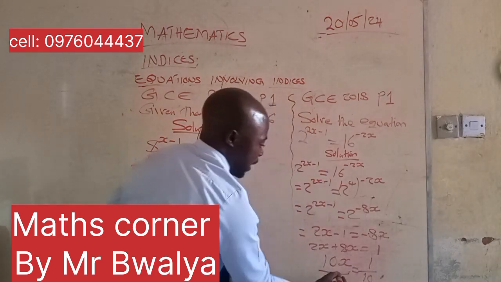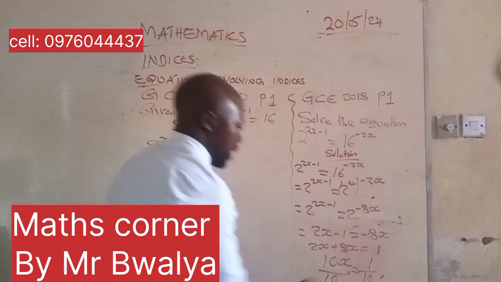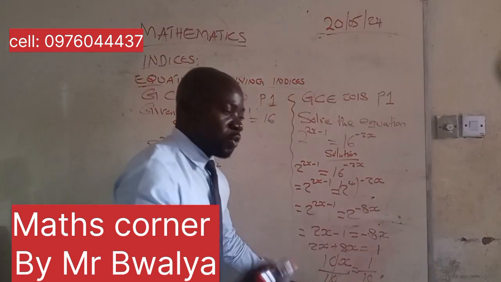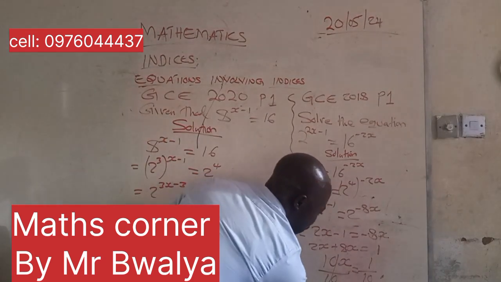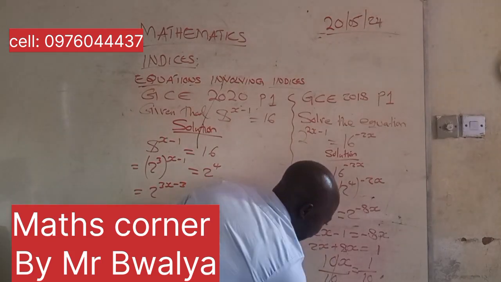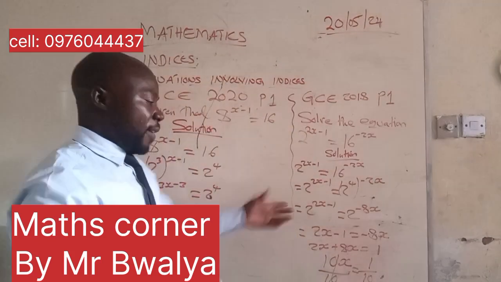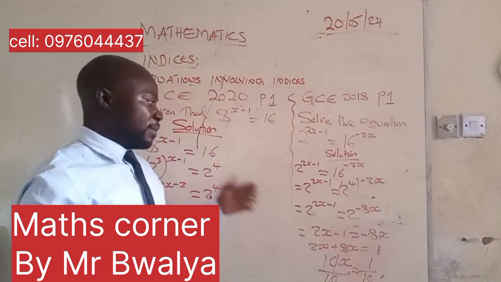Both sides by 10. So how many times can 10 go into 10? 10 into 10 is 1. 1 times x will give us x is equal to 1 over 10. We are done. Very simple question, very simple.